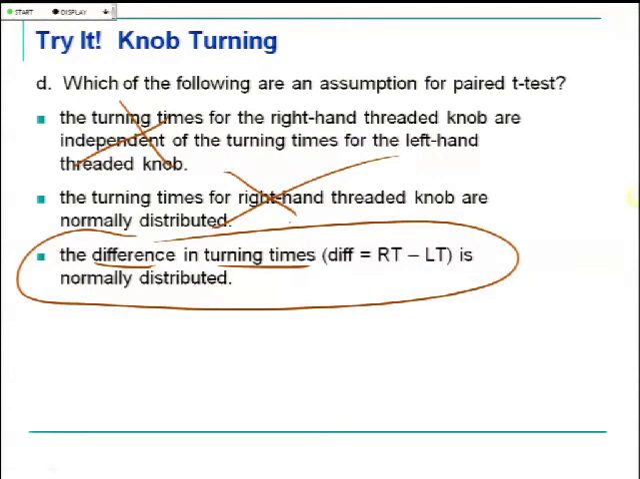I don't require normality for the befores and normality for the afters, or the right threads and left threads separately. I require normality of the differences. So how many QQ plots would I make here? I could potentially make 3.